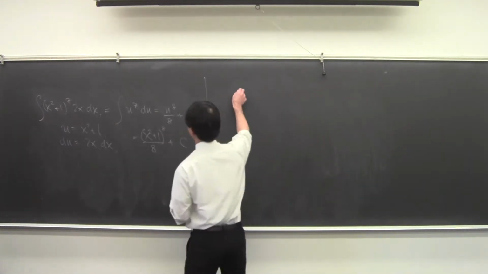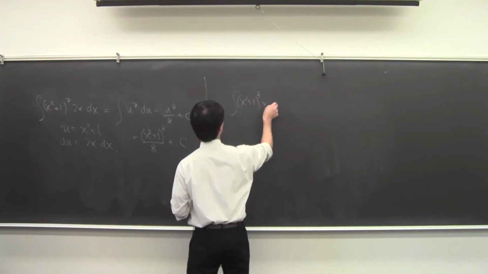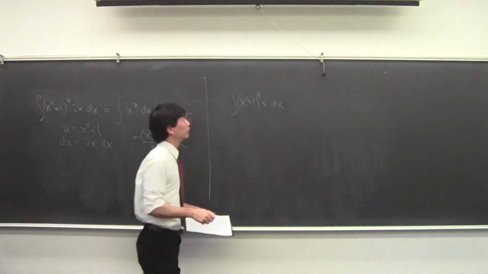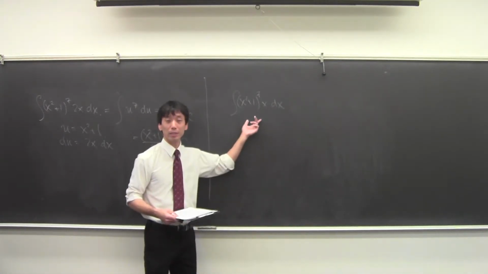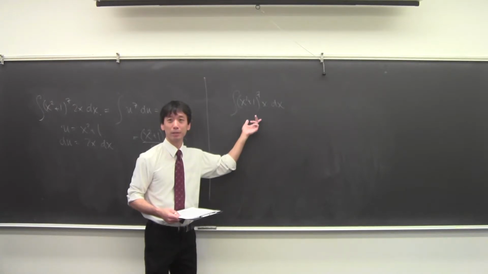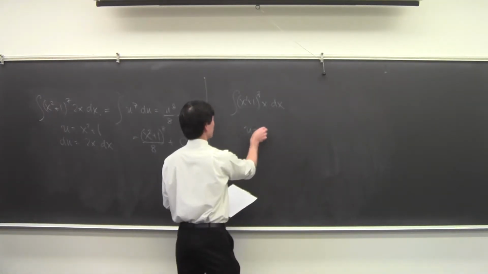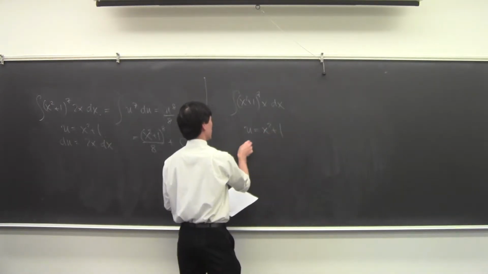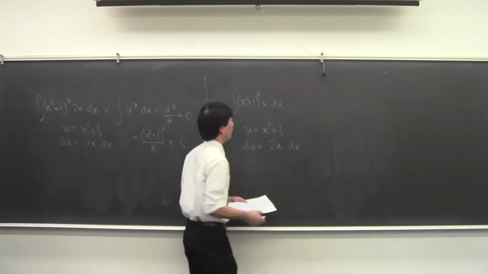Okay. If I had just x dx, then what am I going to take as my u? I'm still going to use x squared plus 1, right? And you say, okay, well now my du is 2x dx.